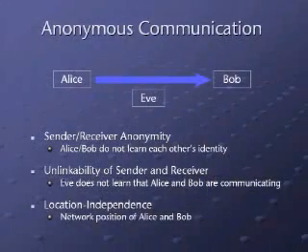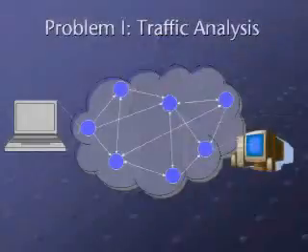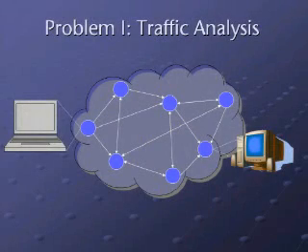The third aspect of anonymous communication is location independence. So the network position of Alice and Bob should not be clear to any of the three parties. Those are basically the goals that we want to achieve to make a system really secure and robust for privacy.